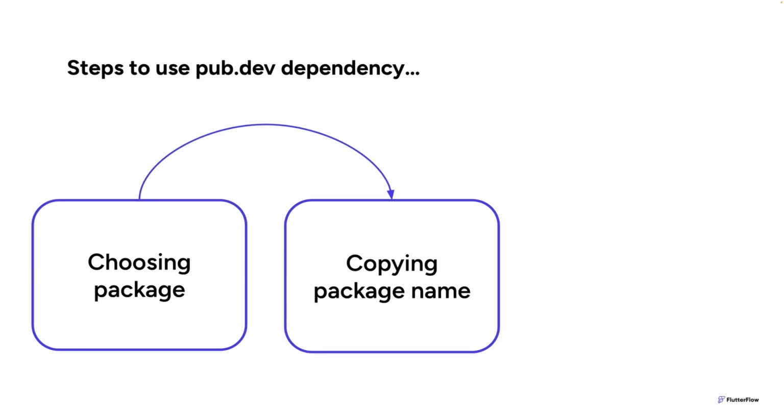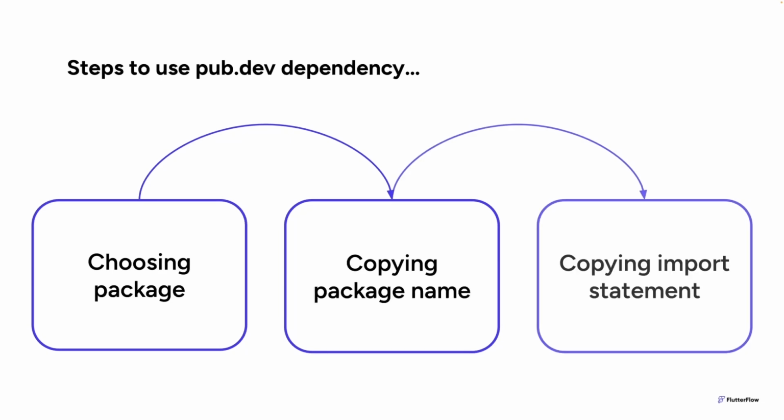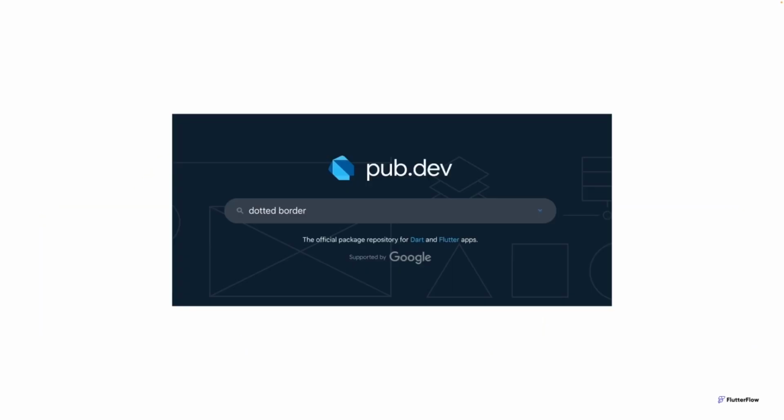Next, copy the dependency or package name, and then import the statement into the custom action or widget. So the first step is choosing the package. Choosing the right dependency for your project can be challenging, given the variety of options available on pub.dev. When you search for any dependency on pub.dev, you usually see a list of options. But how can you make sure which one of these is the best for you?